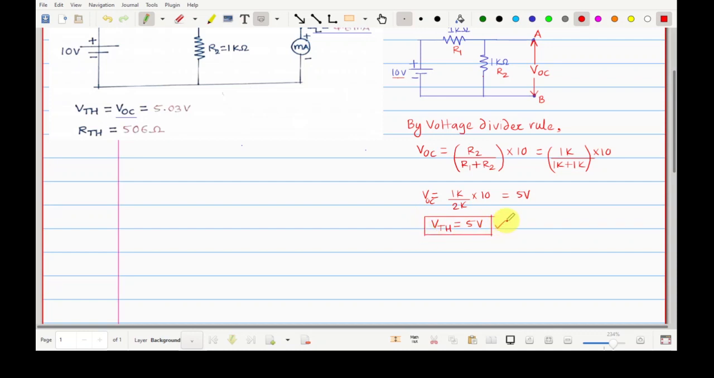This calculated voltage is the same as our measured voltage, meaning our theoretical value and practical value are approximately matching, which means this experiment is correct. While measuring, we got 5.03 volt, and while doing the calculations we got 5 volt. So this indicates that this experiment is correct. Now, this is about VTH.